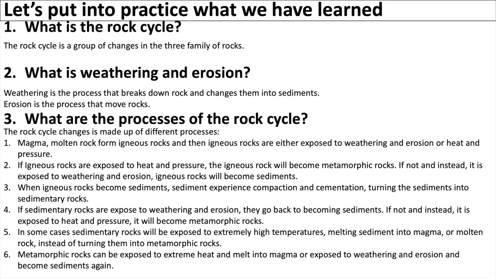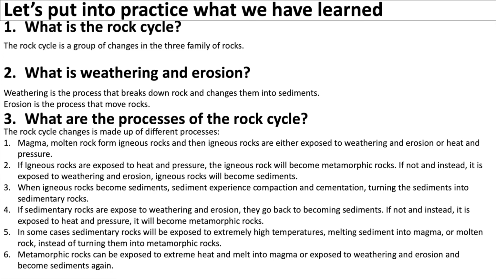What are the processes of the rock cycle? The rock cycle is made up of different processes. First, magma, molten rock, forms igneous rocks. And then igneous rocks are either exposed to weathering and erosion or heat and pressure. If igneous rocks are exposed to heat and pressure, the igneous rocks will become metamorphic rocks. If not, and instead it is exposed to weathering and erosion, igneous rocks will become sediments.